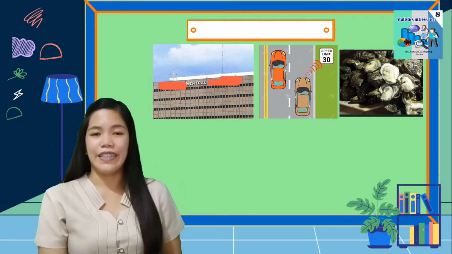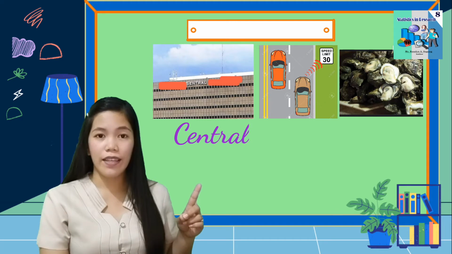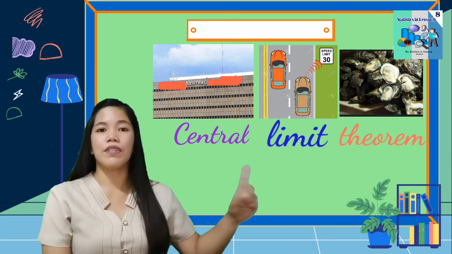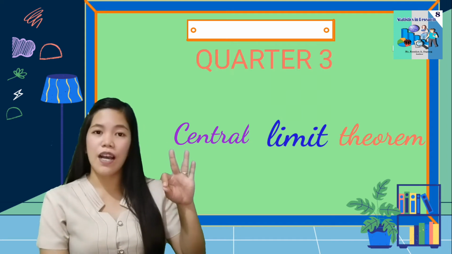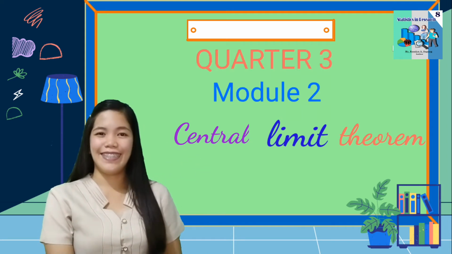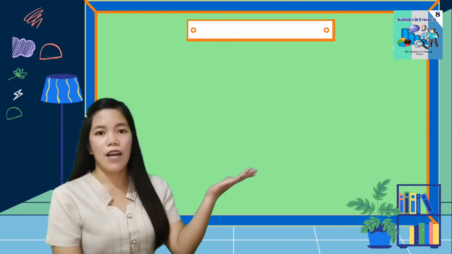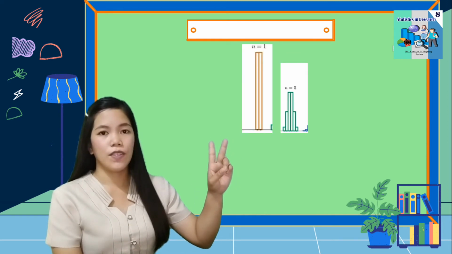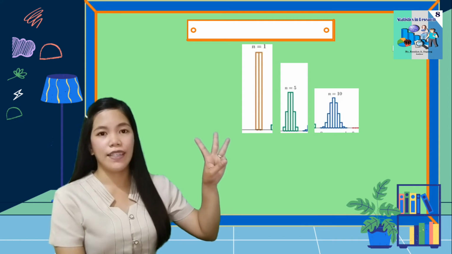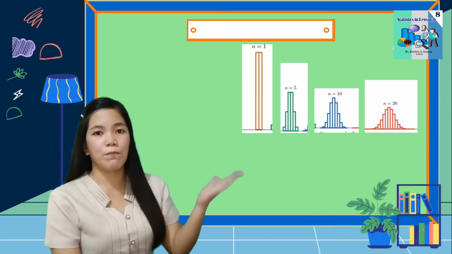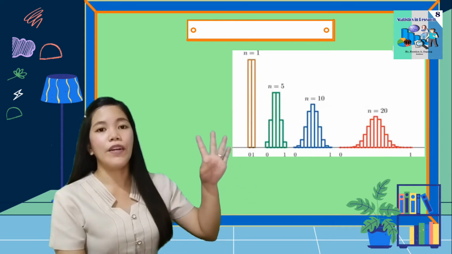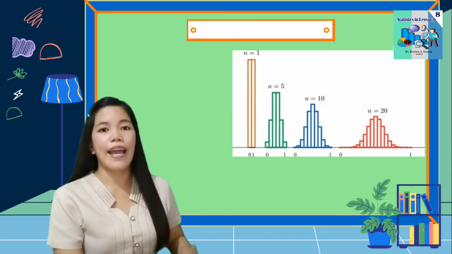Okay, very good. That is the central limit theorem. We have the central limit theorem under quarter 3, module 2. Let's consider the graphs. We have graph 1, graph 2, graph 3, and graph 4 with their corresponding sample size. So what do you observe in the 4 graphs with their sample size?